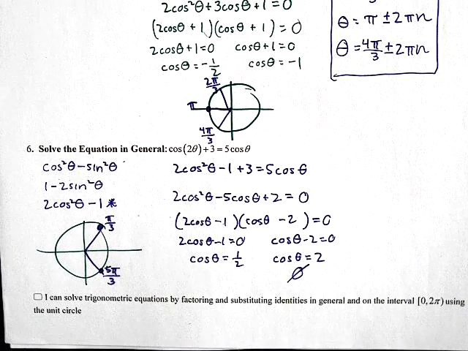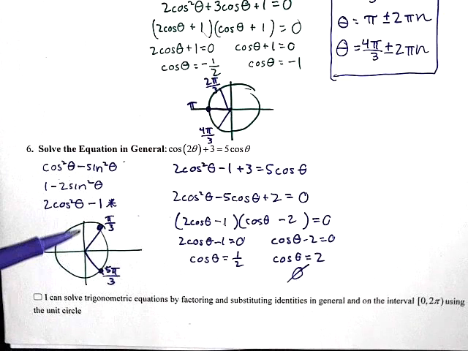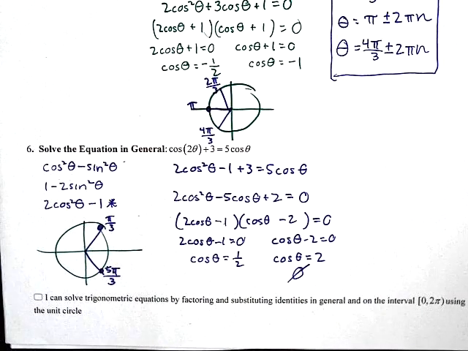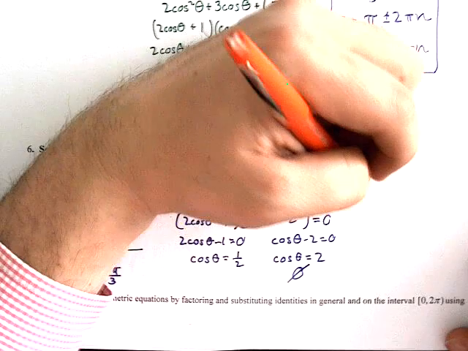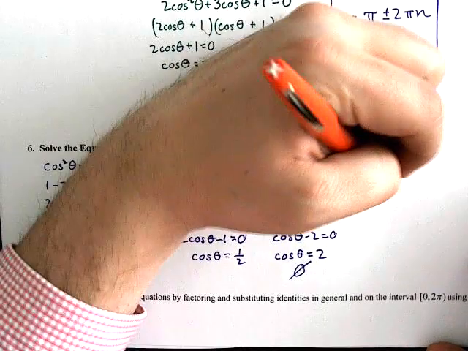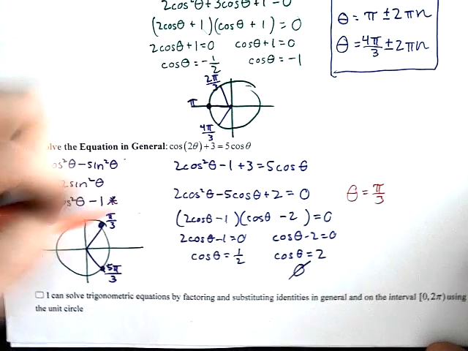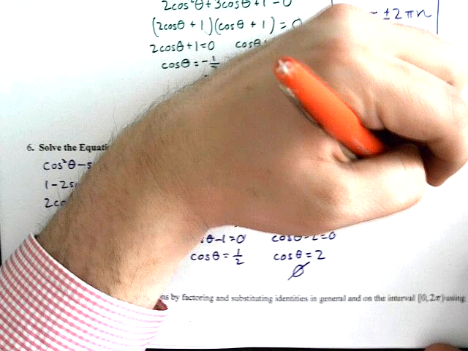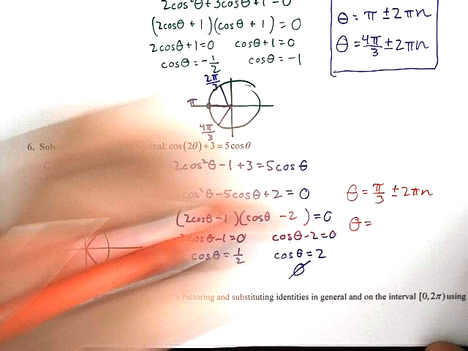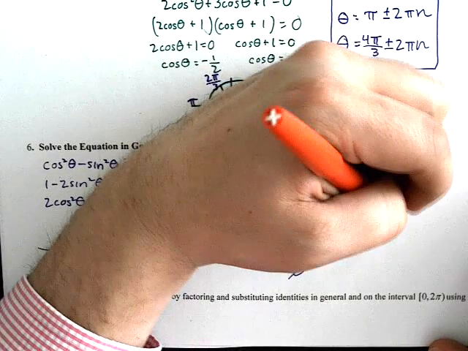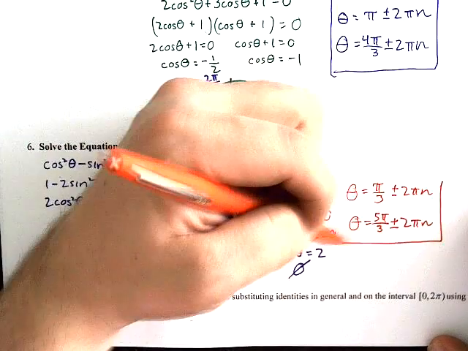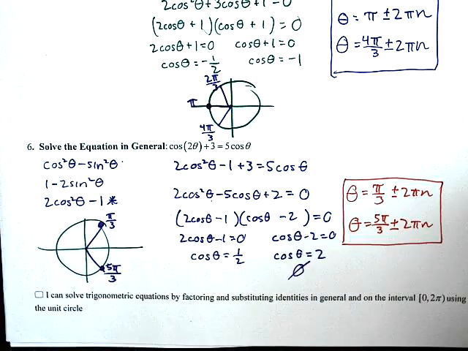Alright, so last thing, we need to see, can we write this? Nope, there's not a single step. So again, I'm going to need 2 equations. I know that my first equation will be pi/3 plus a full rotation. And my other solution will be this 5 pi/3 plus or minus 2 pi n. And it asks for general, so we are done.